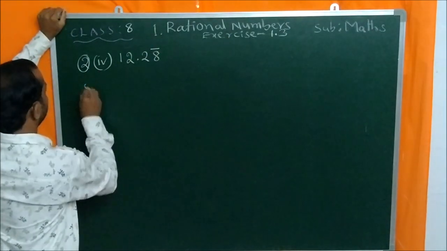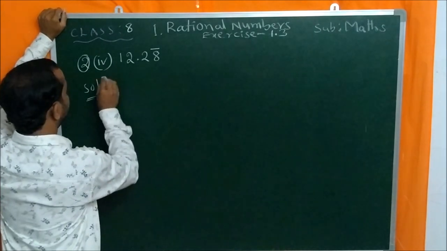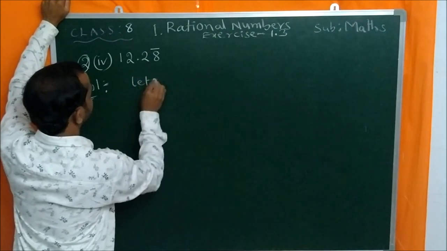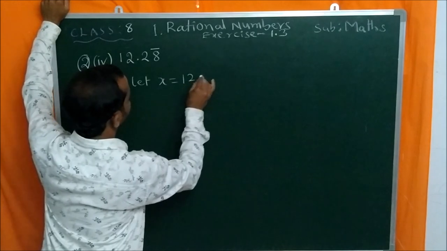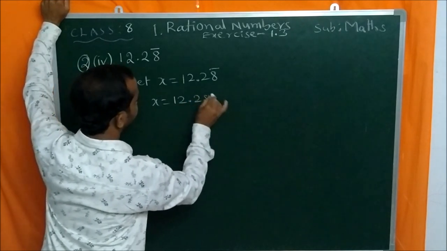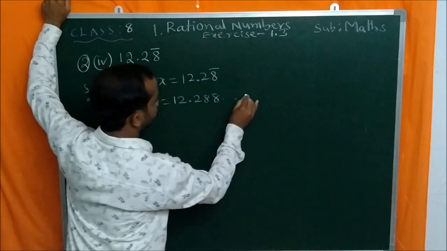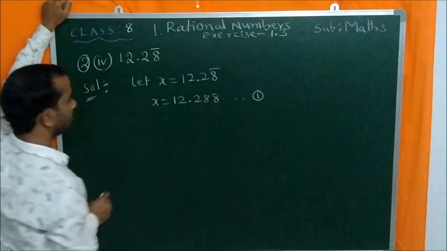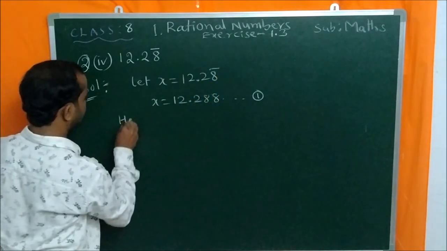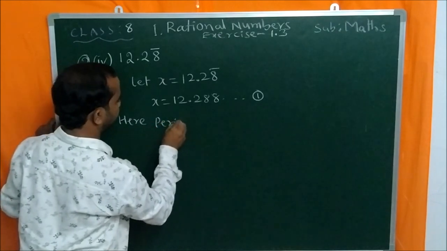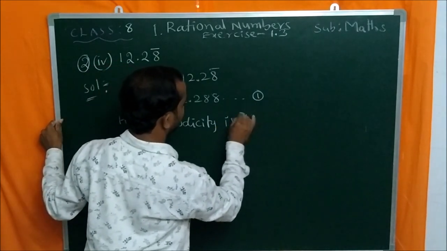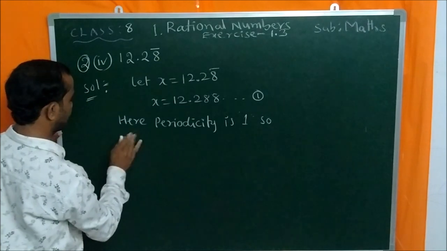Now the next problem: 12.28 bar, change into rational form. Let x equal 12.28 bar. So x equals 12.288 and so on. This is equation number 1. Here under the bar we have only one digit, so the periodicity is 1.